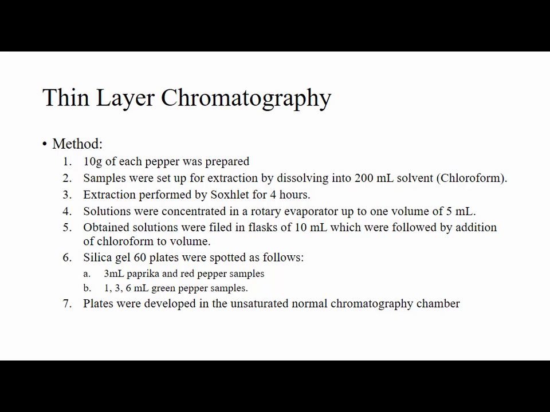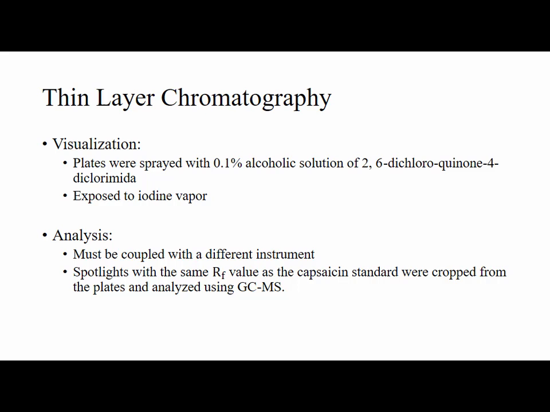The results on the next page are going to be for a silica gel 60 plate, which is spotted with 3 paprika and red pepper samples, as well as the 3 varying concentrations of the green pepper samples. The plates were then developed in the unsaturated normal chromatography chamber. In order to get visualization of the plates, they were sprayed with an alcohol solution and then exposed to iodide vapor.